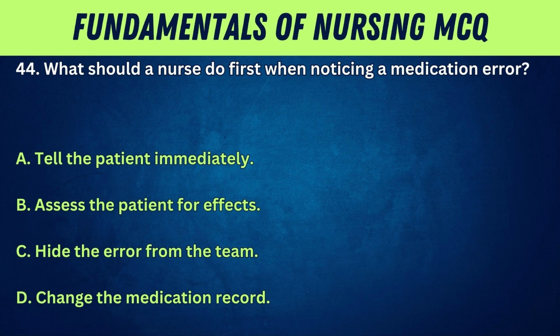44. What should a nurse do first when noticing a medication error? A. Tell the patient immediately. B. Assess the patient for effects. C. Hide the error from the team. D. Change the medication record.